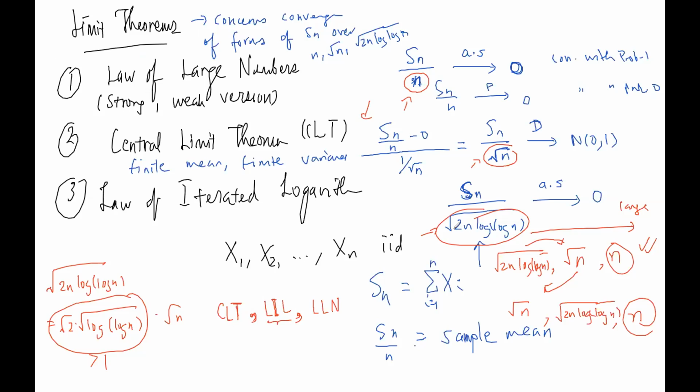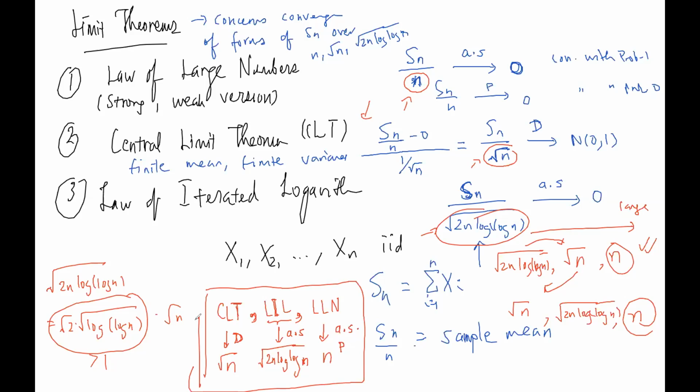Regarding the behavior of Sn with different denominators, this one is talking about the denominator n. This one is talking about the denominator square root of n. This one is talking about the denominator when it is 2n log n. And all of these converge to 0, but they have different modes of convergence. This one is almost sure, and this converges in probability. This one is almost sure, and this one is in distribution. So this is the basic result that links them together.